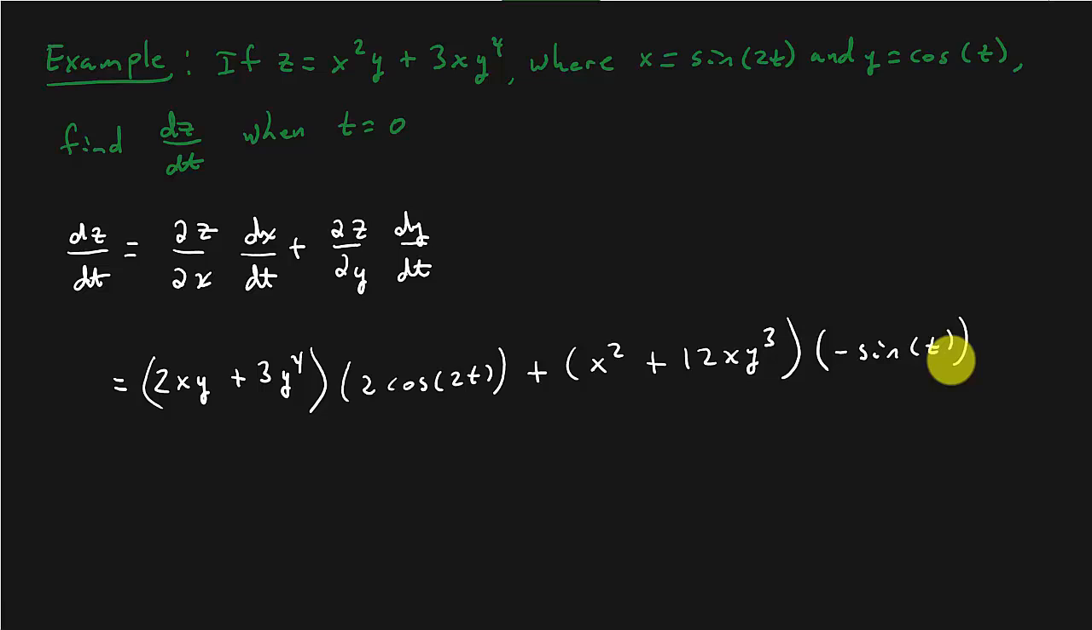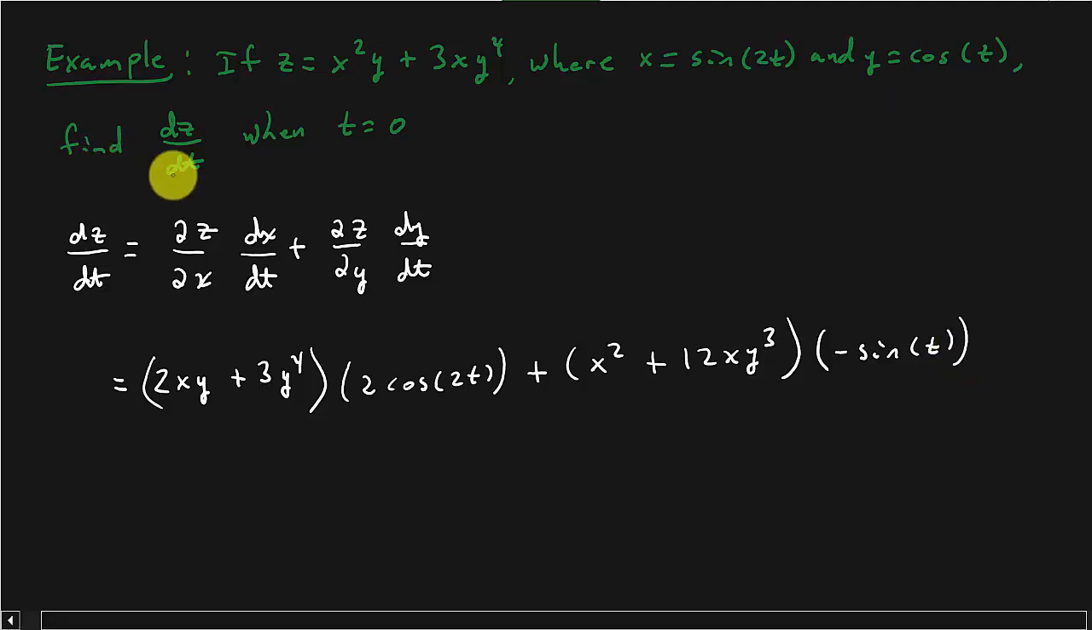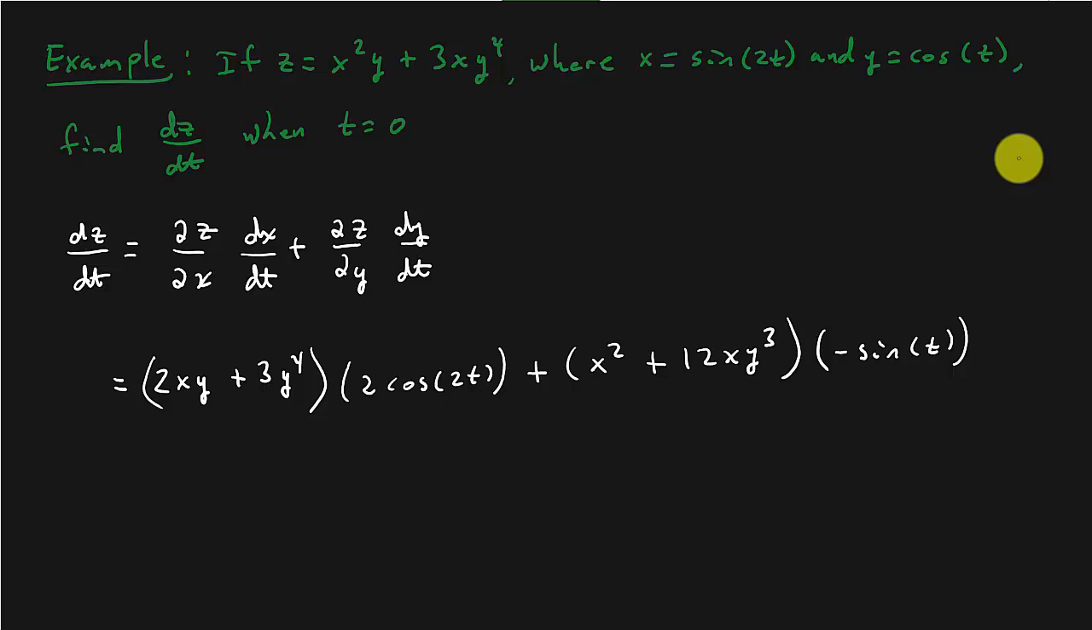Now, what do they want to know? They want us to find dz/dt when t equals 0. So we've got to plug 0 in for t. If we wanted to, you see the x's and the y's in here, we could replace those with sine 2t and cosine t. But we're not going to do that.